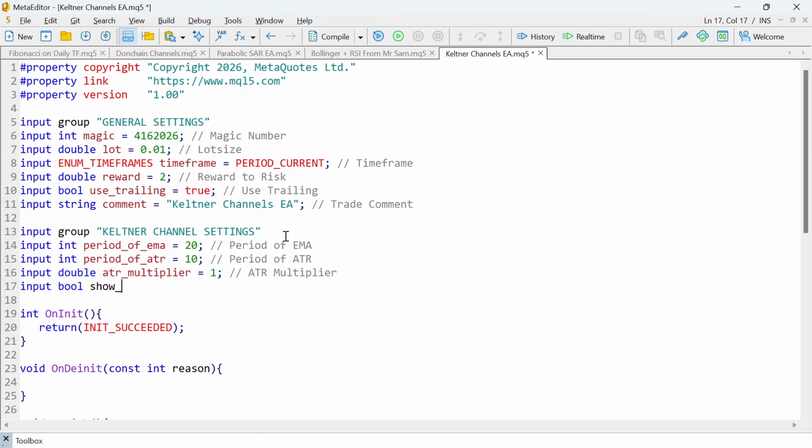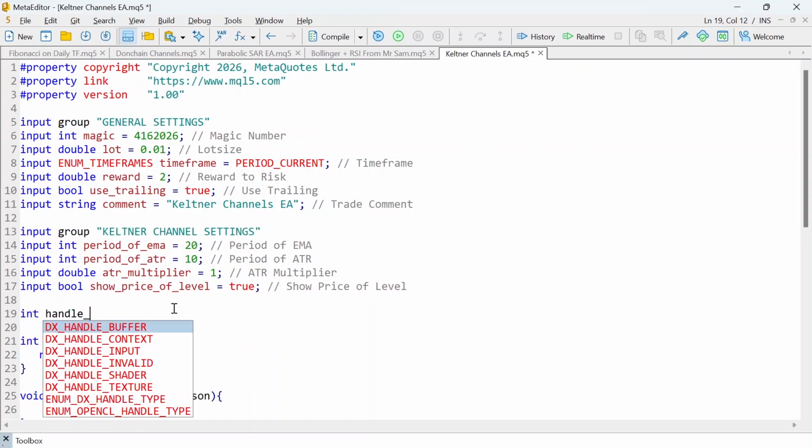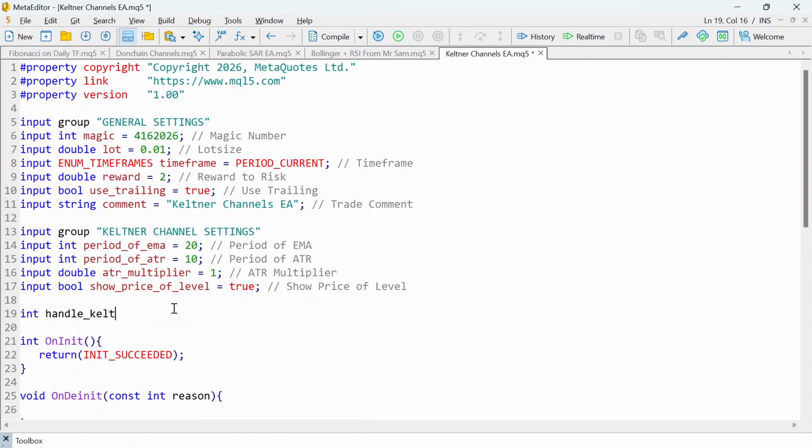Then show price level. By default it will be true. So I will say show price of level. So I would say store it in this handle called Keltner, right?